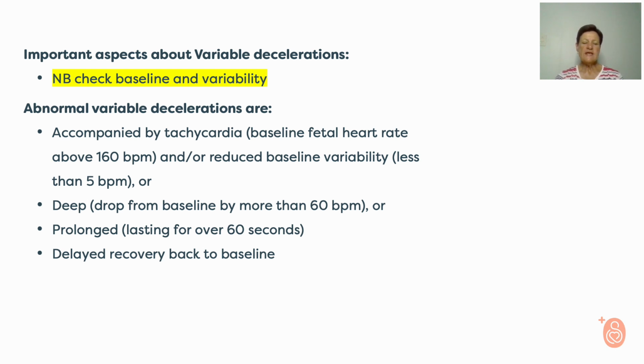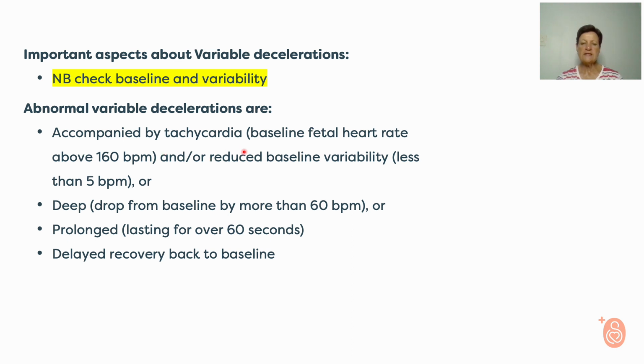Now, I have said very important aspects about the variable decelerations is to check the baseline and the variability. If the baseline and the variability is good, like in the previous slide that we've just seen with the example, the baseline was good and there was a lot of variability. It's usually a very good sign.